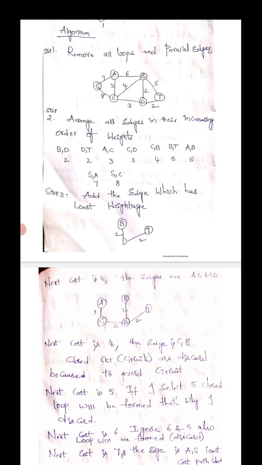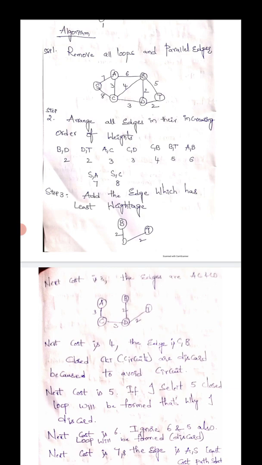Increasing order of weights means, for example, starting with 2, after 2 the increasing order will be 3, after 3 it will be 4, after 4 it will be 5, then 6, then 7, and finally 8. This is the increasing order of weights. We arrange all edges in increasing order of their weights.